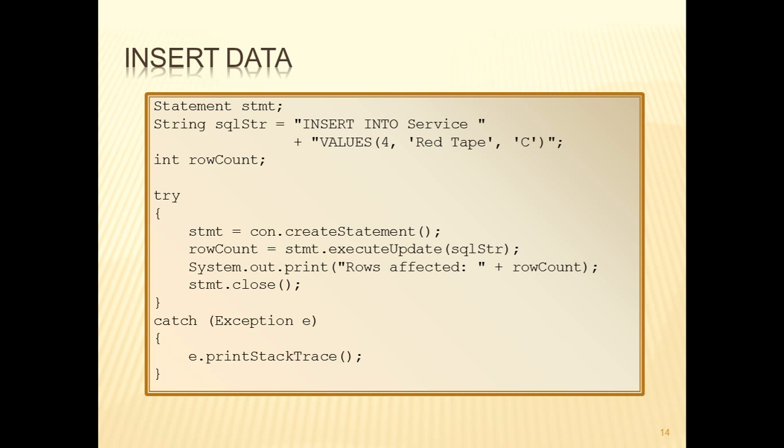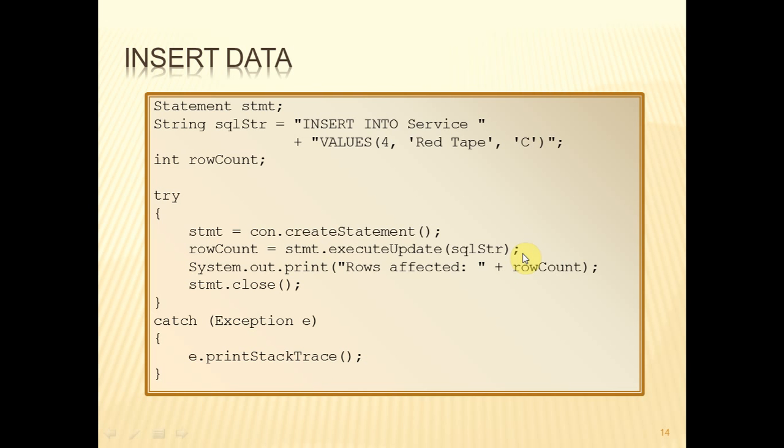The database management system will interpret the insert statement in this example, will execute it, and then return an integer to say how many rows were affected by the insert. Typically it would be 1. And we're going to store that value in row count. And in this example, we're just going to output that to report how many rows were affected.